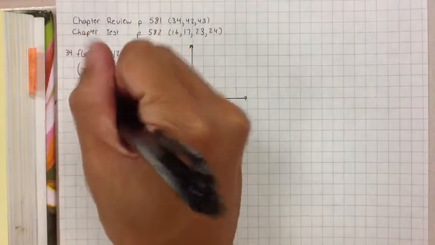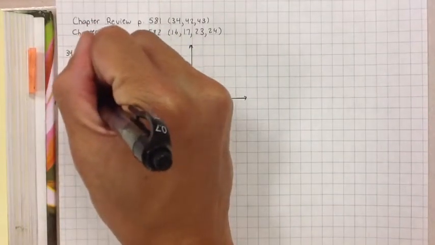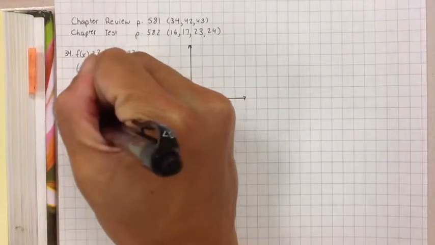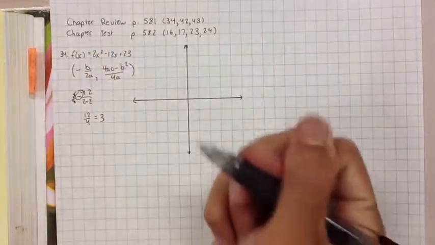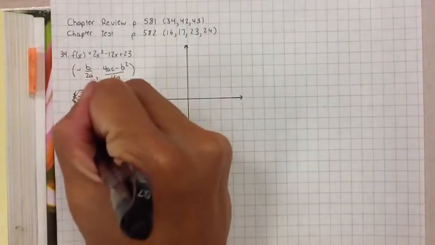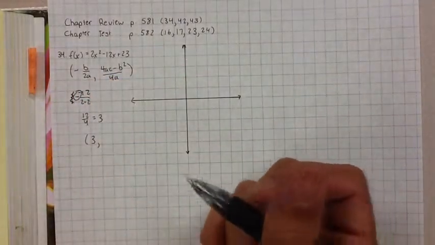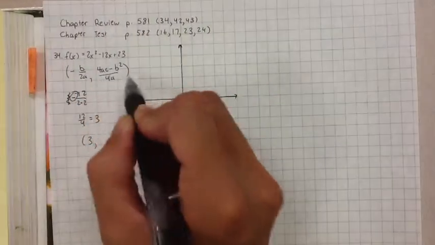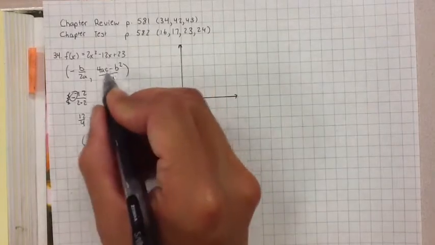This will be 12 over 4, so this negative and this negative will cancel out. You have 12 over 4, which is the same thing as 3. So if this is 3, it actually might be easier to plug this in, but I'll do it this way just in case you did as well.